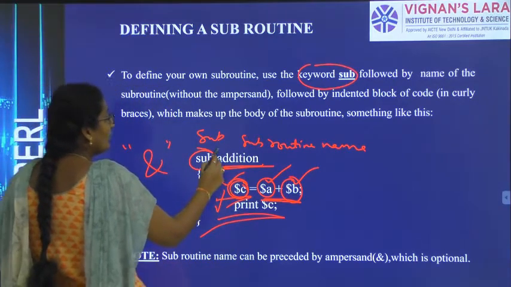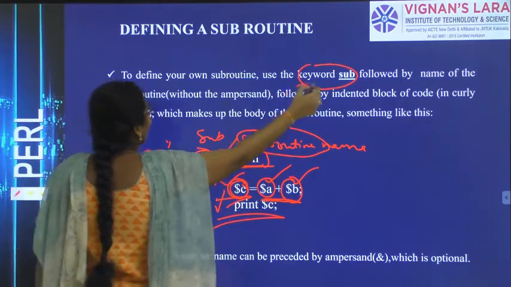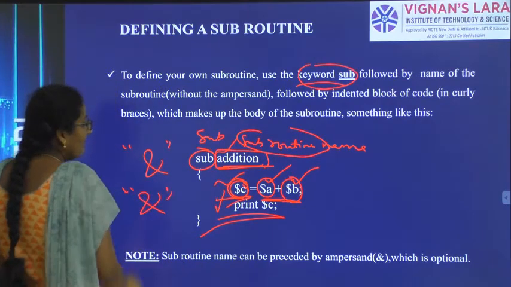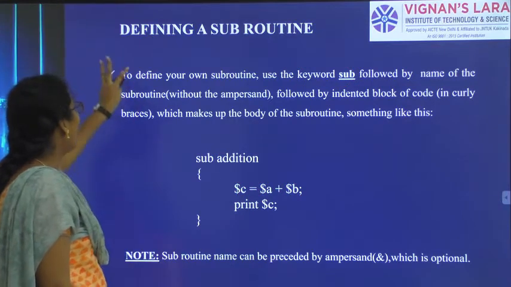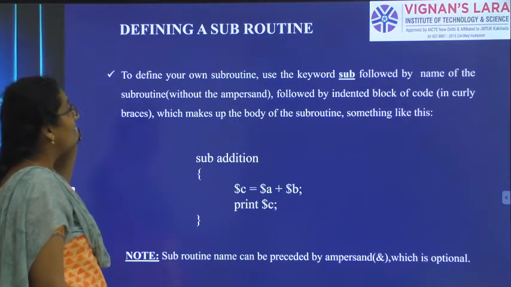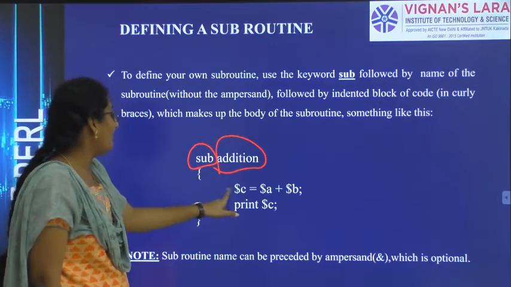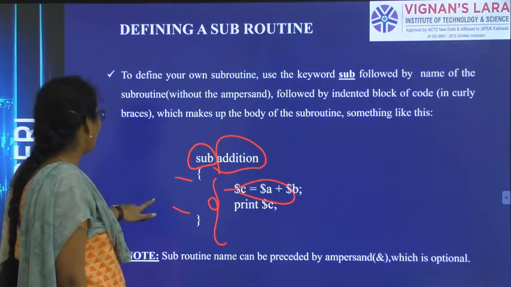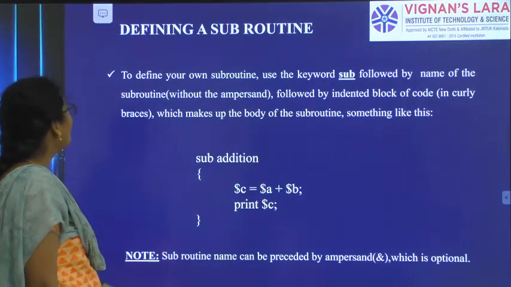For this addition program, I have taken the subroutine name as addition. I am using the keyword sub. If you want, you can use the ampersand symbol, and if you don't want, you can remove it also. So how can you define a subroutine? With the help of the keyword sub, the subroutine name, and a block of code within curly braces. The ampersand symbol is optional. If you want, you can have it.